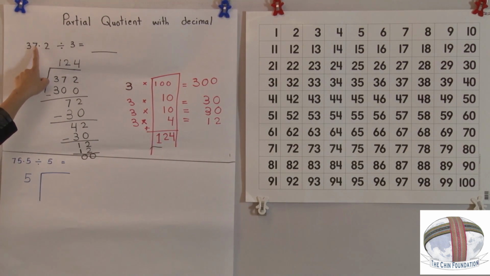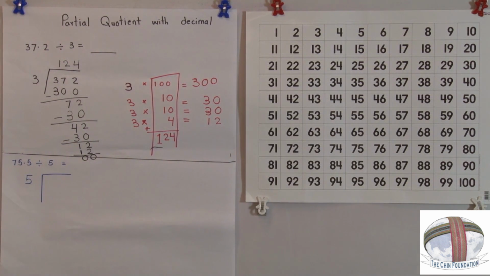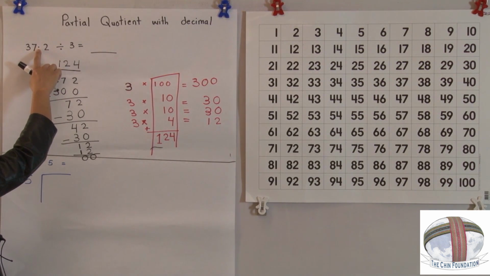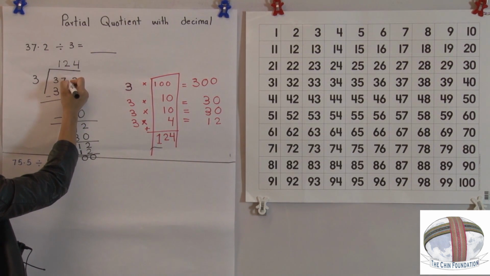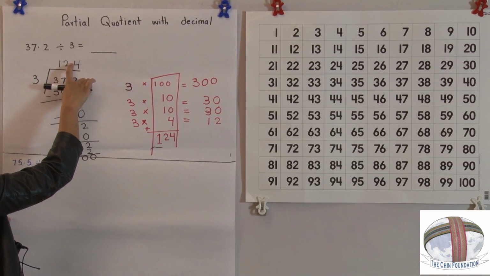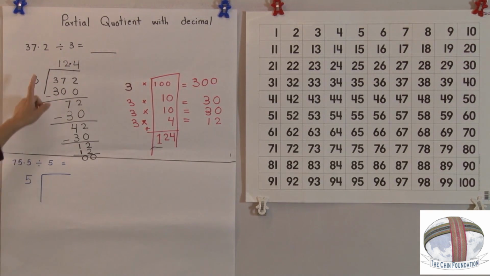Now, we need to put the decimal. Where should we put the decimal? Okay, so let's see. This is the 1 place, and this is the 10 place. We have to put it at the 10 place. So 1, 10, 1, 10. So we need to put the decimal here, and the quotient is the same thing. We have to put 1, 10. So we have to put it right here. So the quotient is 12.4. It's not 124, okay? Because we have a decimal right there. Okay? Let's practice one more.